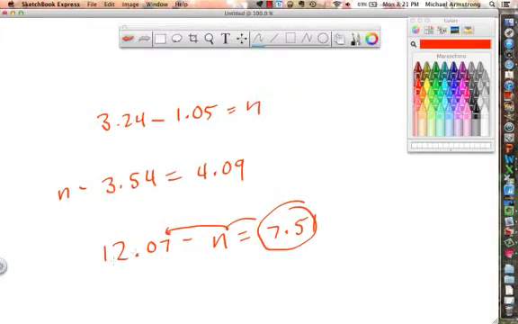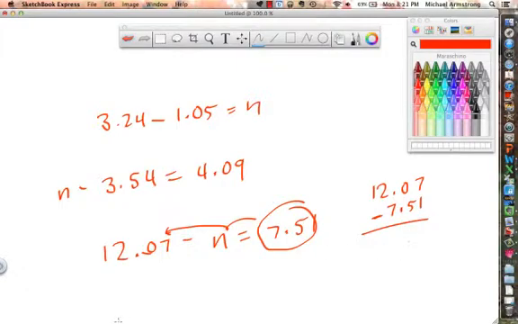But if you subtract, let's do it this way, if you go 12.07 minus 7.51, you are going to get whatever n is. Okay, so you can skip over and come back. You can see how that works.